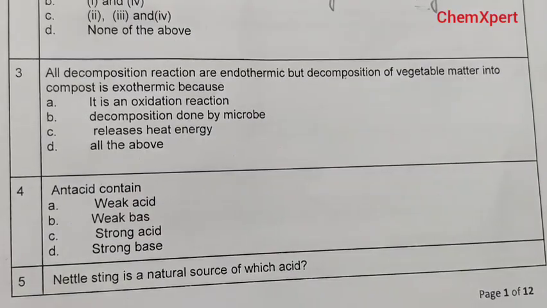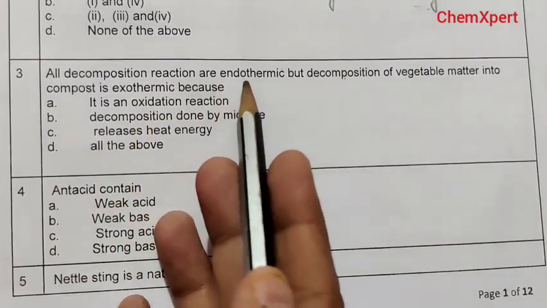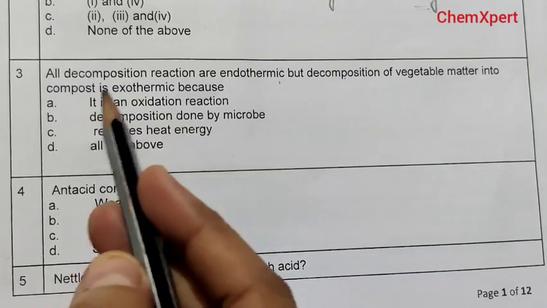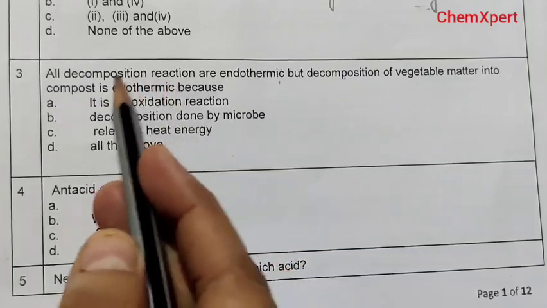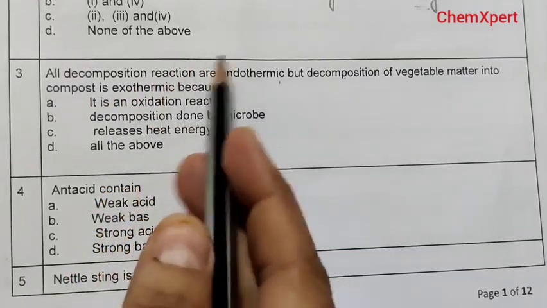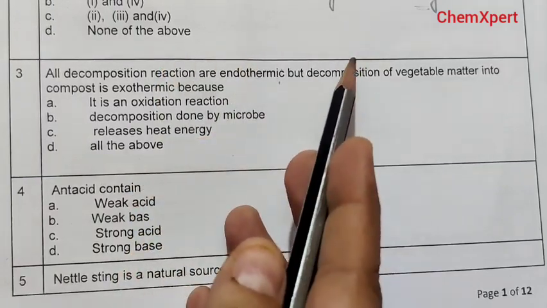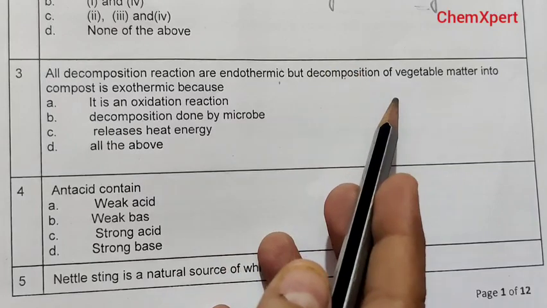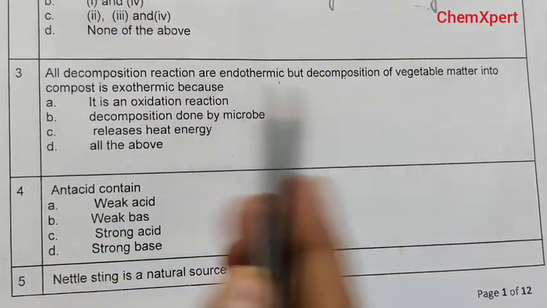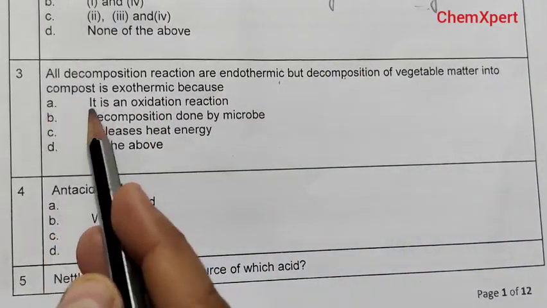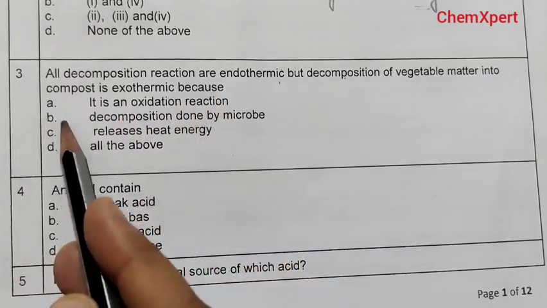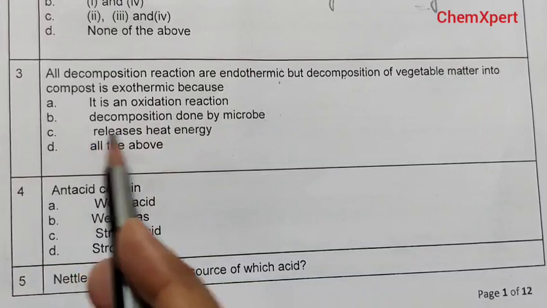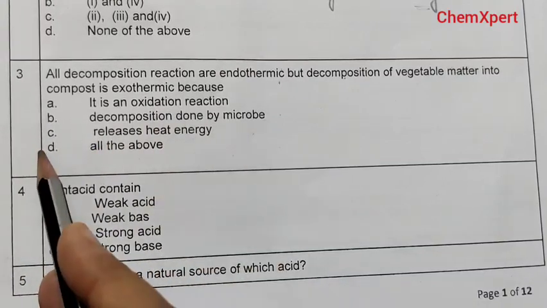Now the next question. All decomposition reactions are endothermic, but decomposition of vegetable matter into compost is exothermic. Now a reaction is exothermic when there is a release of energy, and in case of decomposition of vegetable matter, it is decomposed by the action of bacteria and microbes over it. So here is the first option: it is an oxidation reaction. Yes. Decomposition done by microbes. Yes. It releases heat energy. Yes. So all of the above.